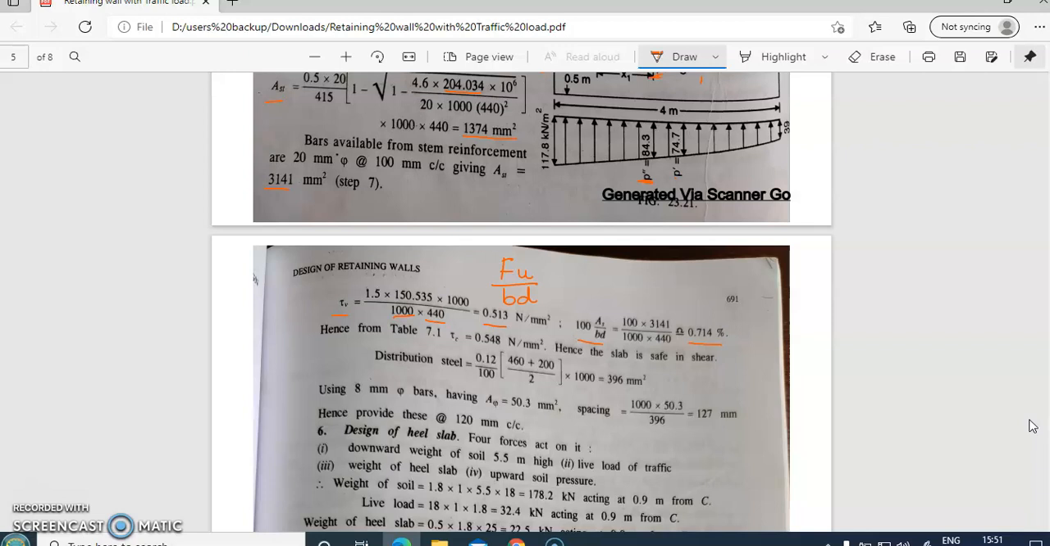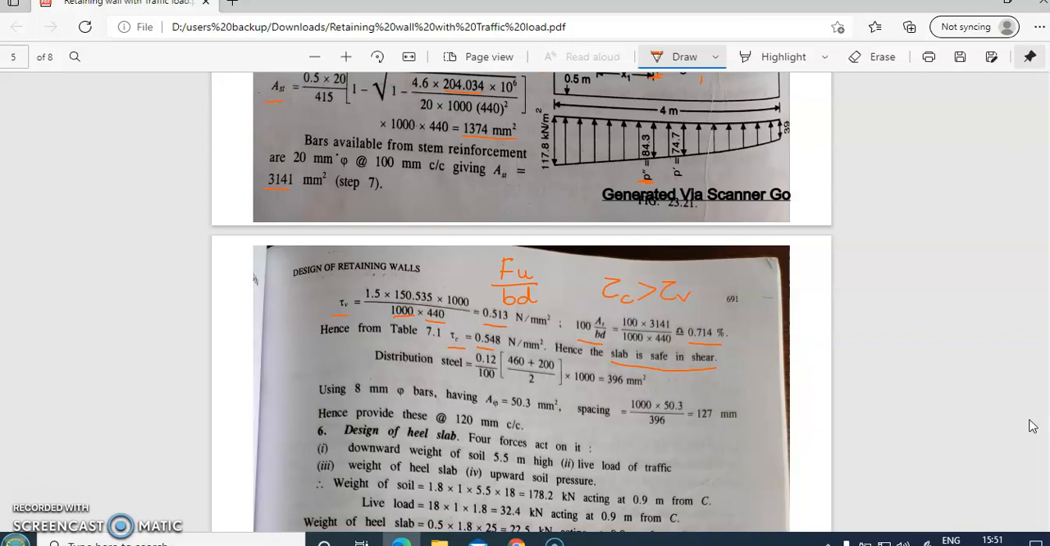From table 19 of IS 456, we will get the permissible shear stress that the concrete can take, tau C, is 0.548. And since the permissible stress is more than what the toe slab is experiencing, the slab is safe in shear. So tau C has to be greater than tau V.